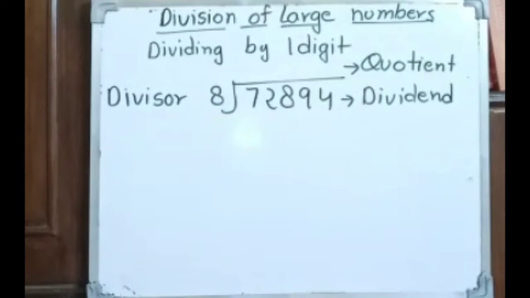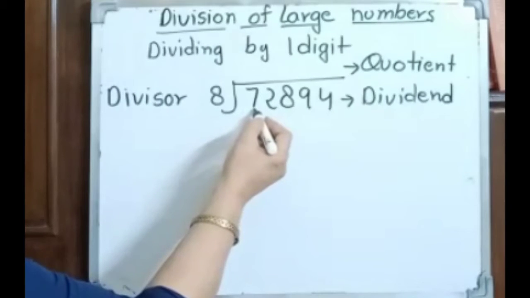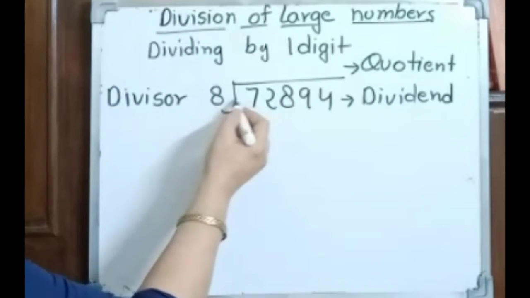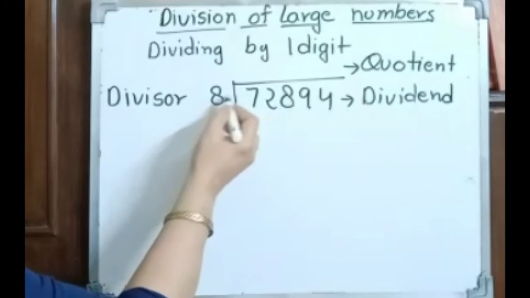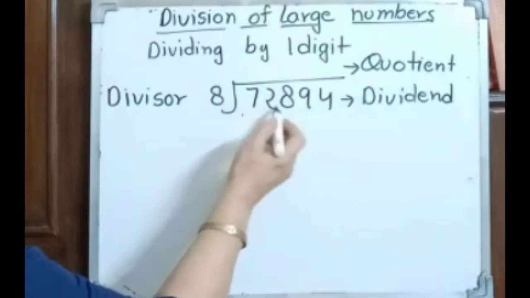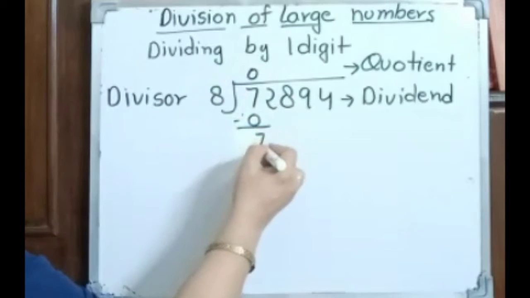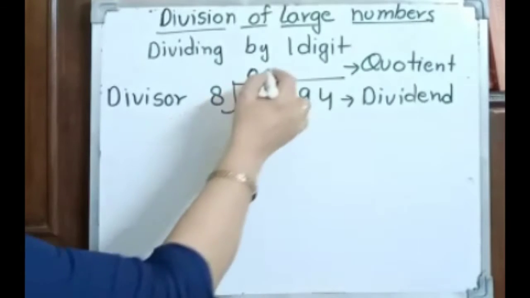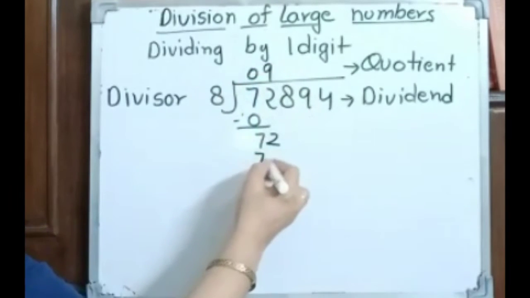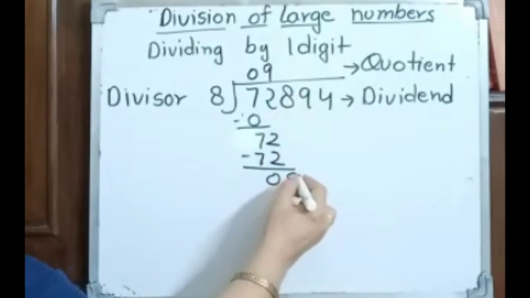You all know how to divide the sum. Even then, I am going to explain it according to large numbers. So come to the very left side number, the very next number next to the divisor, that is 7. 7 is smaller than 8, so we will go for the 2 digits. Put a 0 here, and this step is a must. Do it like that. Then 8 nines are 72. Again we have 0, then we take 8.